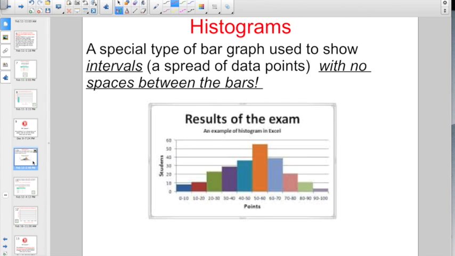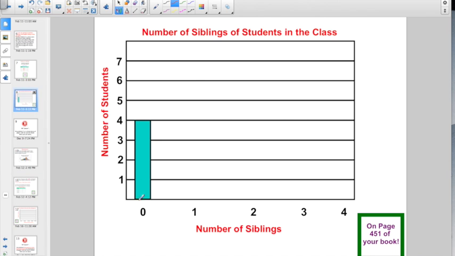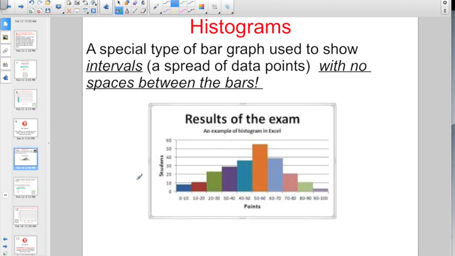All right, welcome back. Now we're getting into another type of bar graph, a little bit different though. These are histograms. A histogram is a special type of bar graph used to show intervals, a spread of data points with no spaces between the bars. Instead of having just one solid number like our other bar graph, here we have intervals for things that happen between 0 and 10, or between 10 and 20, or between 20 and 30, and so on.